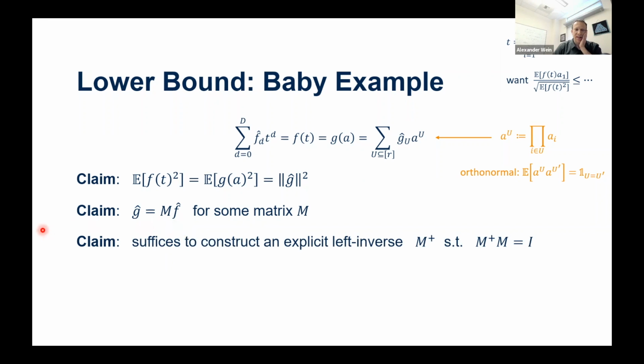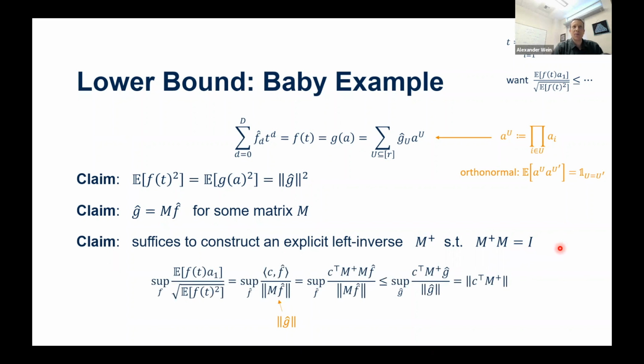Okay, and here's the key strategy that we're going to use: it suffices to construct a left inverse for this matrix M. Left inverse meaning this M plus that has this property. So here's why that would suffice.